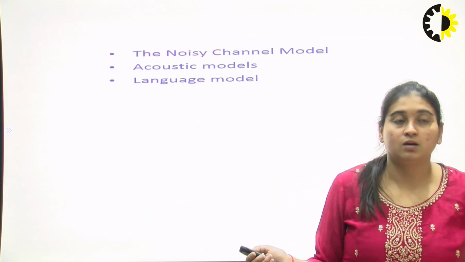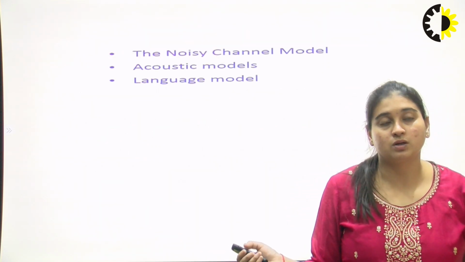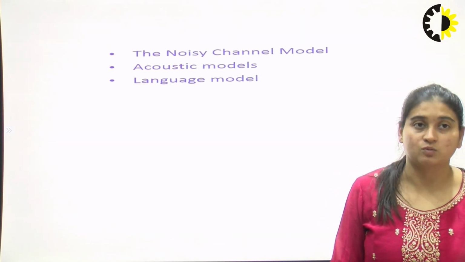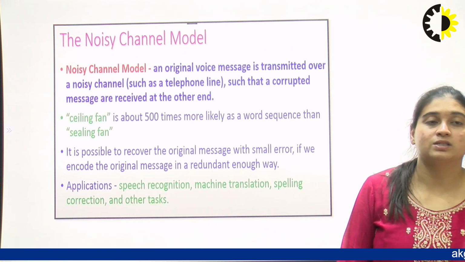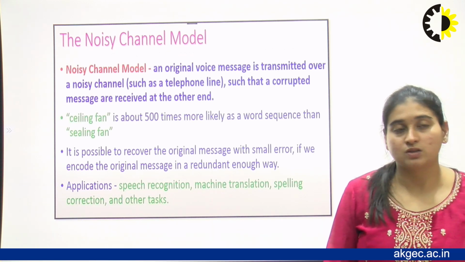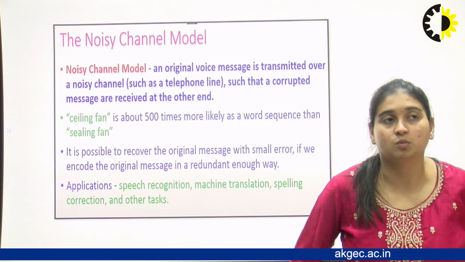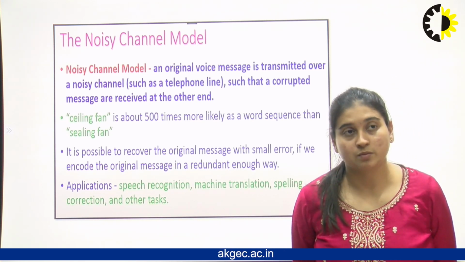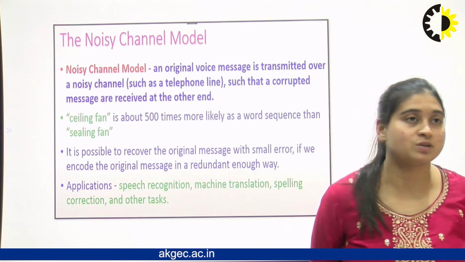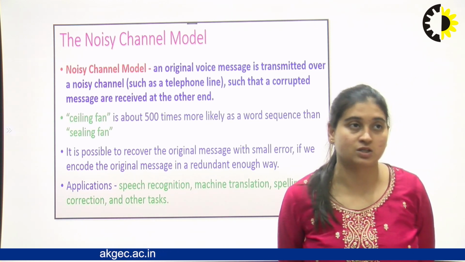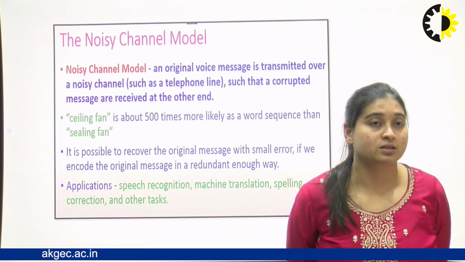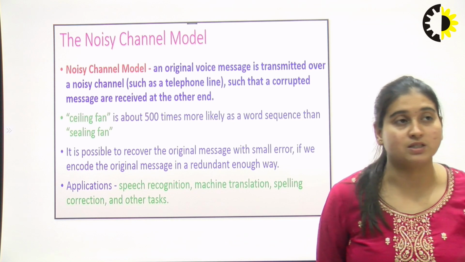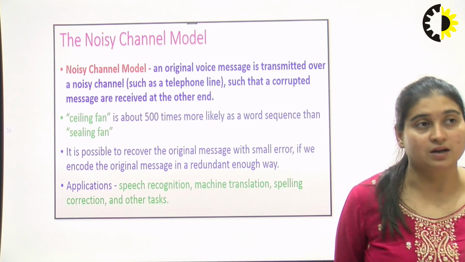Then there are three models: the noisy channel model, acoustic models, and language models. First we'll see these models one by one. First is the noisy channel model. The noisy channel model is that when an original voice message is transmitted over a noisy channel, let's say a telephone line, a corrupted message is received at the other end.